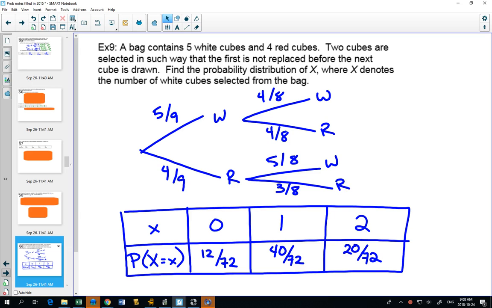There's our tree diagram for example 9. 3 possibilities. X is the number of white cubes, so you could get 0, 1, or 2. And you could reduce those fractions if you wanted to, or you could leave them like that. The nice thing about reducing them is it makes the mental math easier in some places, right? Like 1/2 is easier than multiplying by 4/8. The nice thing about not reducing them is when adding these up to check if they equal 1, they all have a common denominator.